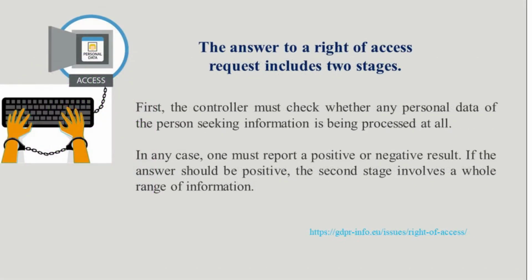The answer to a right of access request includes 2 stages. First, the controller must check whether any personal data of the person seeking information is being processed at all. In any case, one must report a positive or negative result. If the answer is positive, the second stage involves a whole range of information.